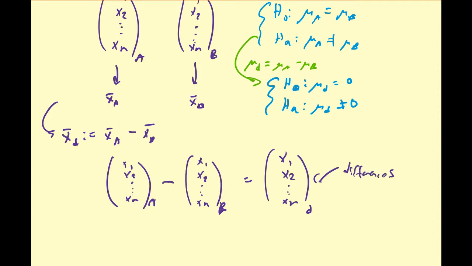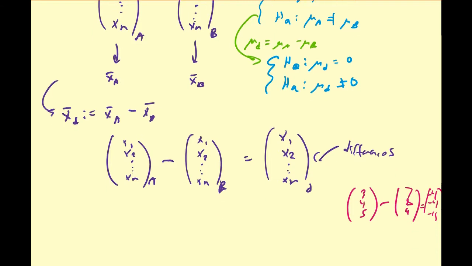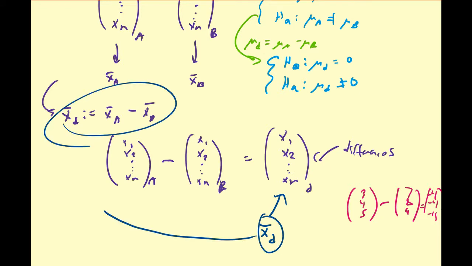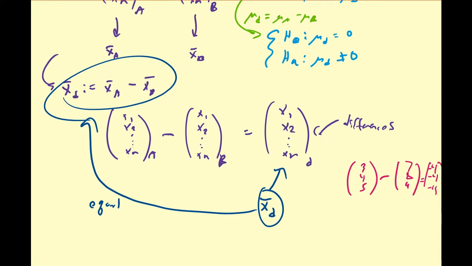So what do I mean by differences? If you have 3, 4, 5 minus 7, 8, 9, that's going to give you the vector minus 4, minus 4, minus 4. So that means everything is greater in the upper spectrum if you define it in that direction. So if you find the average of all these values, you can realize that this x bar d is actually the same thing as this way of calculating it. They are the same. They are equal. But also from this set of differences, you can also calculate the standard deviation of differences.